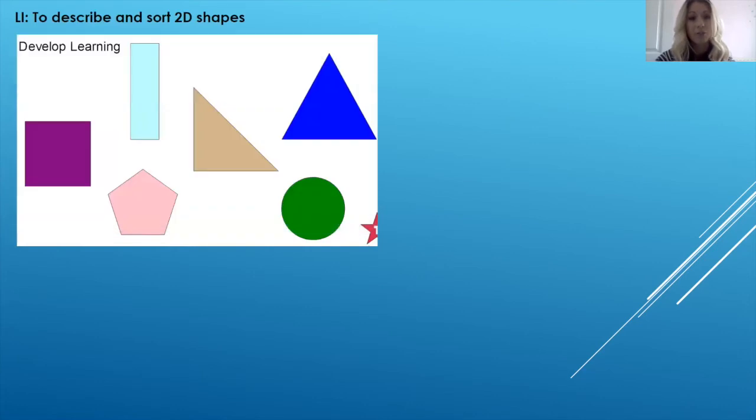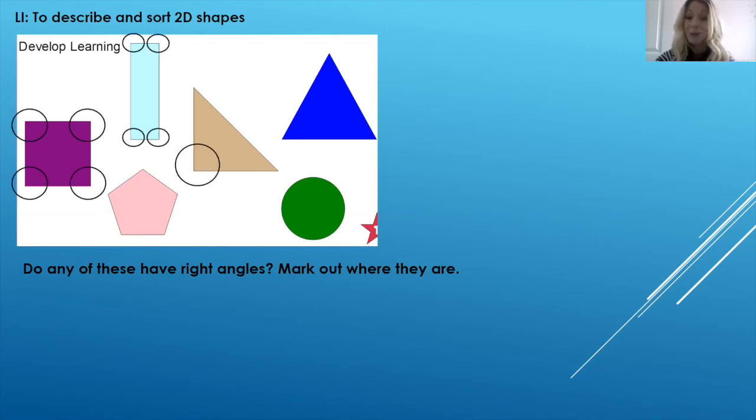So let's try to describe and sort the 2D shapes in a bit more detail. Can you have a look and see if there are any right angles on these shapes here? Put your finger on them now. Mark out where they are. Did you put them here? Well done. There are lots of right angles. Some shapes have more than one. How many are there in total? Add them up now. What's the answer? It was 9. Well done.